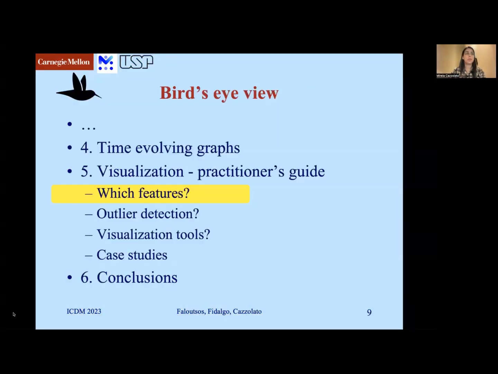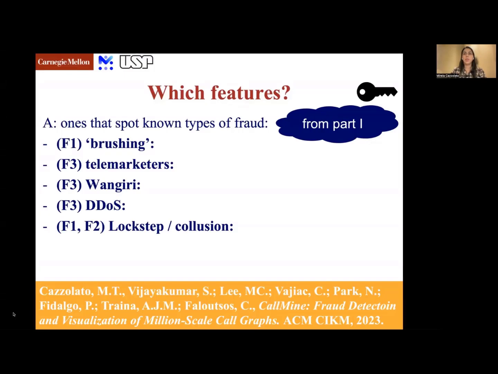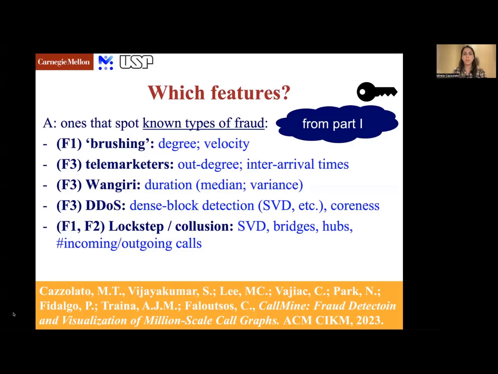So in this part, we're going to start with the feature structure so we can generate these n-dimensional vectors. The first question here is which features we should consider for extracting. And the straightforward answer is that we want the ones that help us to spot the types of fraud that we already know. These types of fraud were covered in the first part of this tutorial. For these types of fraud, we were able to map some node features that allowed us to capture the fraudster's behavior. So here we have the types of fraud that we've seen before.